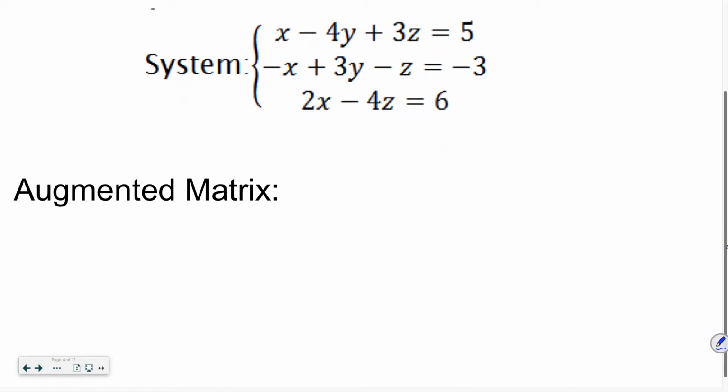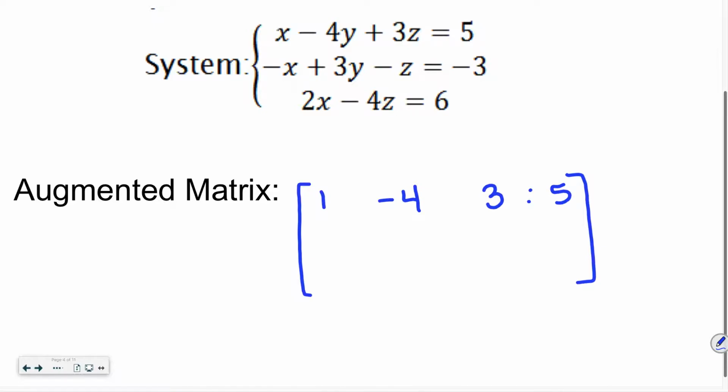Who can tell me the order of the matrix we're about to write down? If I throw all of these numbers in a matrix, Max, what's it going to be? It is going to be a 3 by 4. We're going to have 3 rows and we're going to have 4 columns. Okay? Essentially what's going to happen is each row is going to be an equation and each column is going to be a different variable, plus one for the constants. So our first row would be 1, -4, 3, 5.